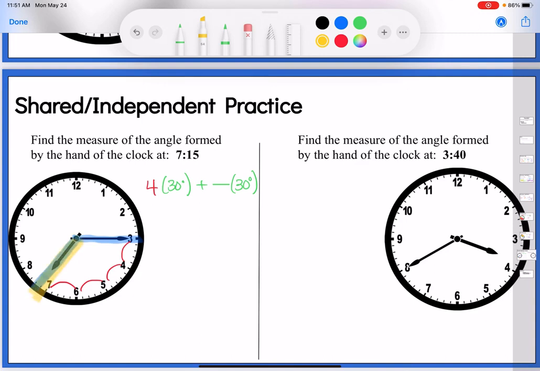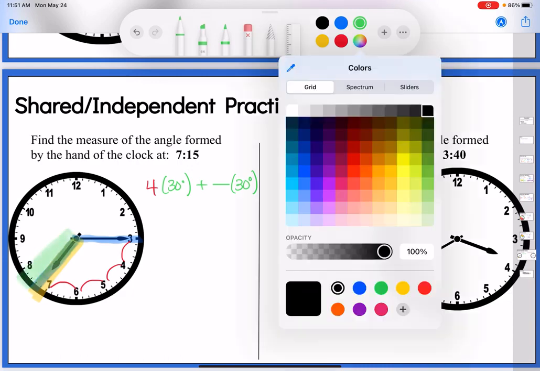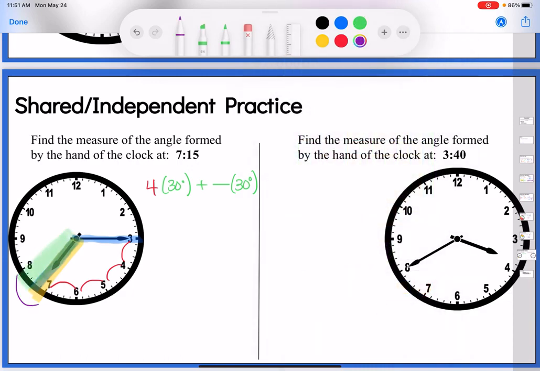Okay, out of this full section, trying to figure out what other color I want to use here, out of this full section, okay? And again, remember, this is 60 minutes to get from the 7 to the 8. It is 7:15, so this part is 15 minutes, because this is the direction that the hand goes around the clock, right? And then the other part would be 45 minutes.